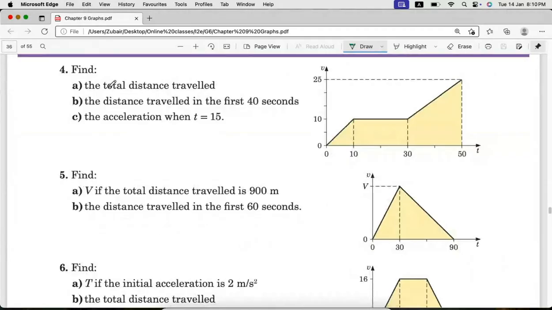Okay. Haris, the only tip for now for these graphs is this is a speed time graph. So for a speed time graph, the gradient will be equal to acceleration and the area under the graph is equal to distance. It says find the total distance. So this yellow area is going to give you the total distance.